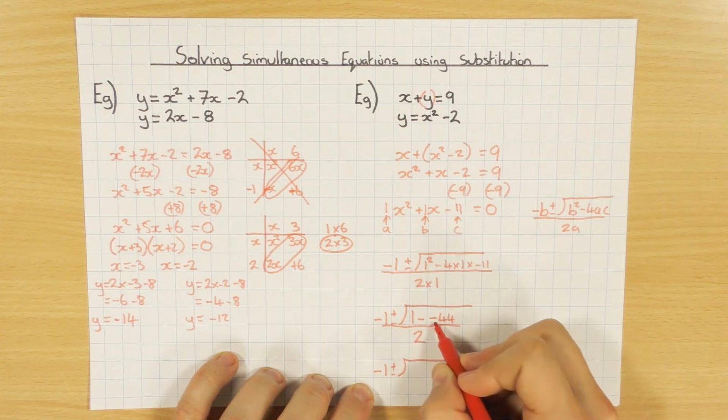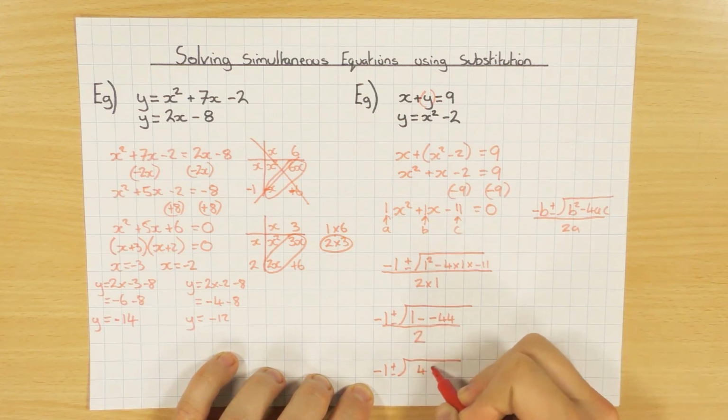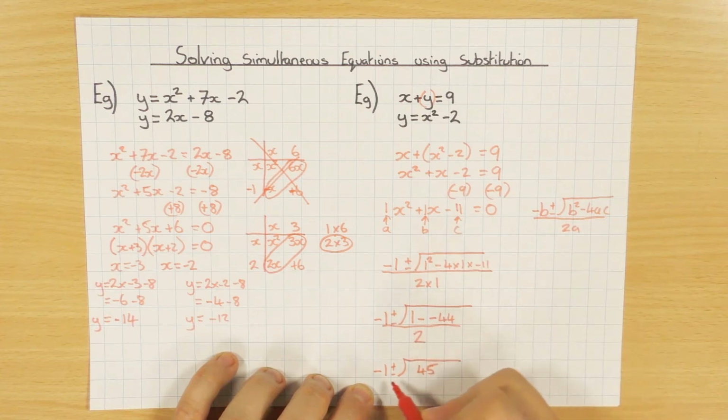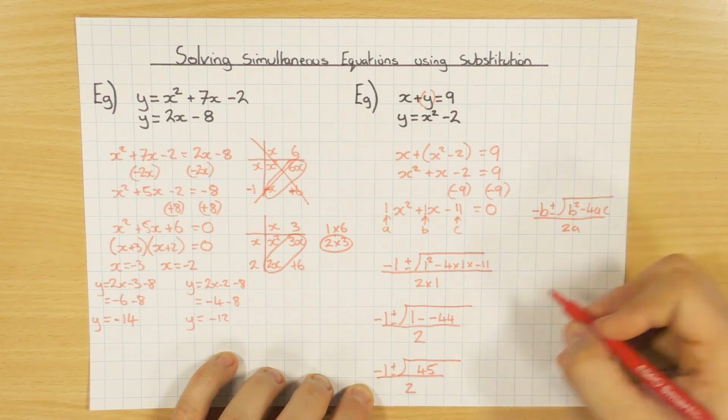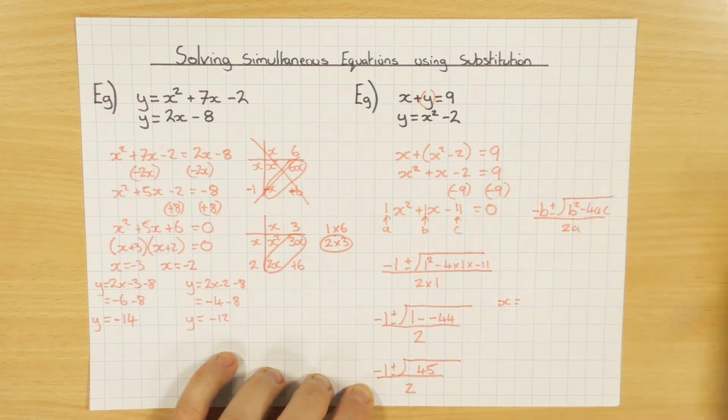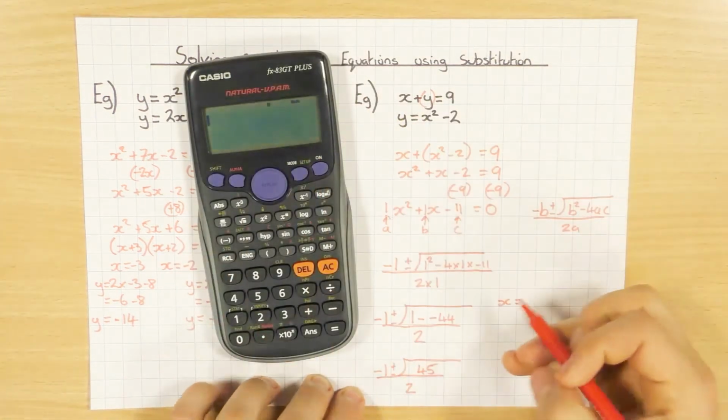1 minus minus 44. When you take away a negative, it turns into a positive. So it's the square root of 45. So I'm going to add them together, divided by 2. So let's work out our values. So this is a calculator job.